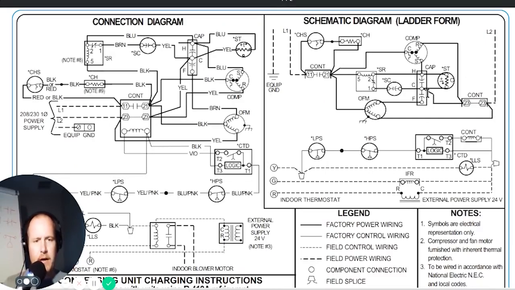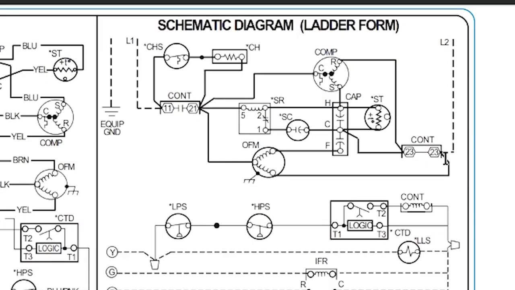The C is actually fed from the other side of the contactor, from the side that feeds common to the compressor. I've talked about this a lot, but new guys get mixed up on this a lot. They see C here and they see C here, but you'll notice the C on the compressor is connected to L1, and the C on the capacitor is connected to L2. Those two C's do not mean the same thing. They're just both common points.